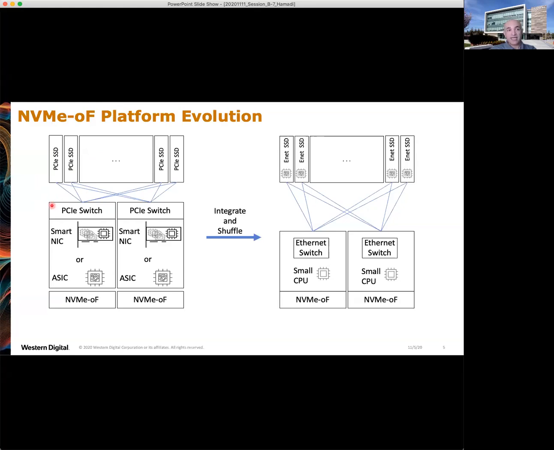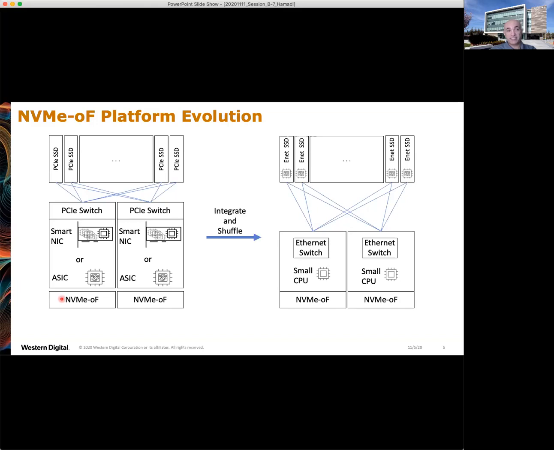Now let's unpack the I/O module and take a look at the main components within that I/O module. Starting from the fabric side, what you'll see is either SmartNICs or ASICs providing the interface to the NVMe over Fabrics domain.